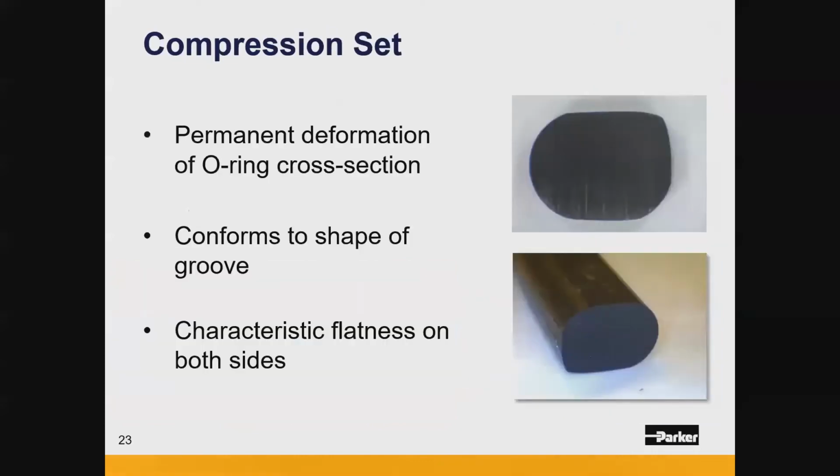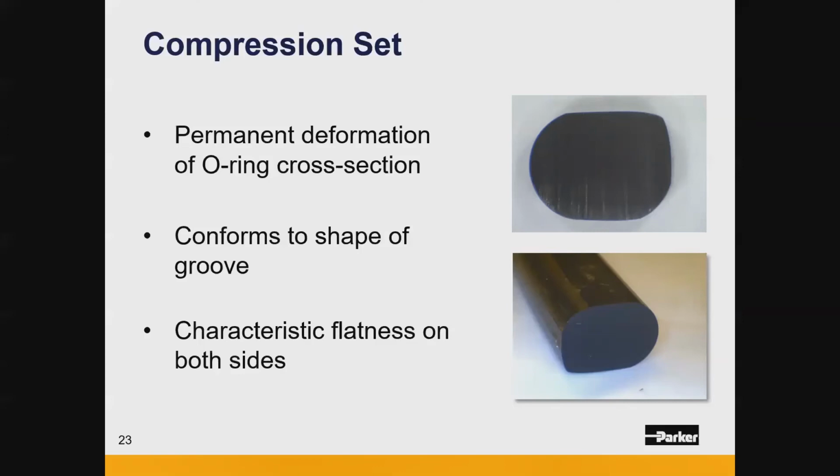So these next couple topics here are what we consider to be a hybrid of either material selection for a failure mode or a result of improper gland design. So compression set, I would say, is likely the most common failure mode that you'll see within an elastomer. And what I mean by compression set is an O-ring's permanent deformation from its original cross-section shape or size.